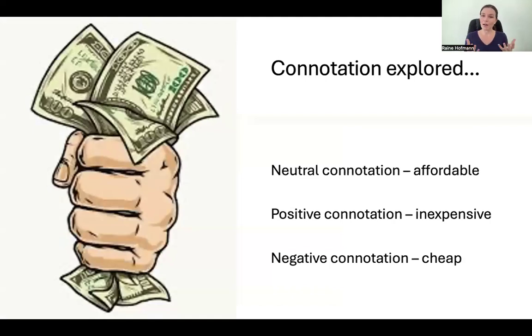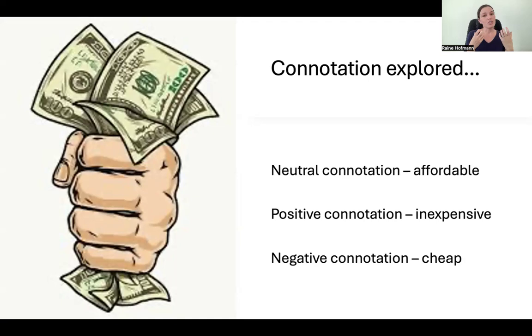Now we're going to unpack how a word can have a neutral connotation, a positive, or a negative connotation. Let's look at the word affordable. If I say that something is affordable, we don't have any positive or negative feelings towards it. It's simply affordable. One can purchase it. But if I say that something's inexpensive, we start to feel something. We might feel happiness. We can purchase this. It's not too expensive. It's inexpensive.